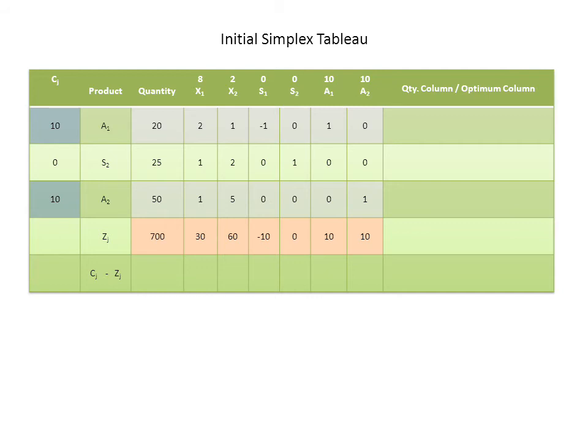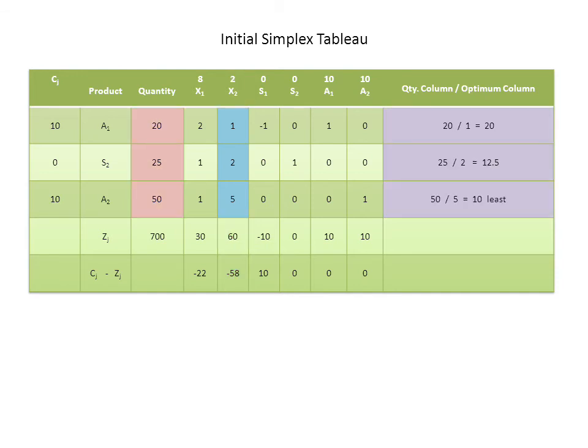The entries in the ZJ row are determined next by taking the sum of the products of CJ column entries and every variable column entries. After that, we can easily calculate the values of the CJ minus ZJ row. By looking for the lowest valued entry in the CJ minus ZJ row, we can determine the optimum column. In this case, that is negative 58 in the x2 column. Finding the pivot row is easy, and that row is row 3, which has the least possible quotient.